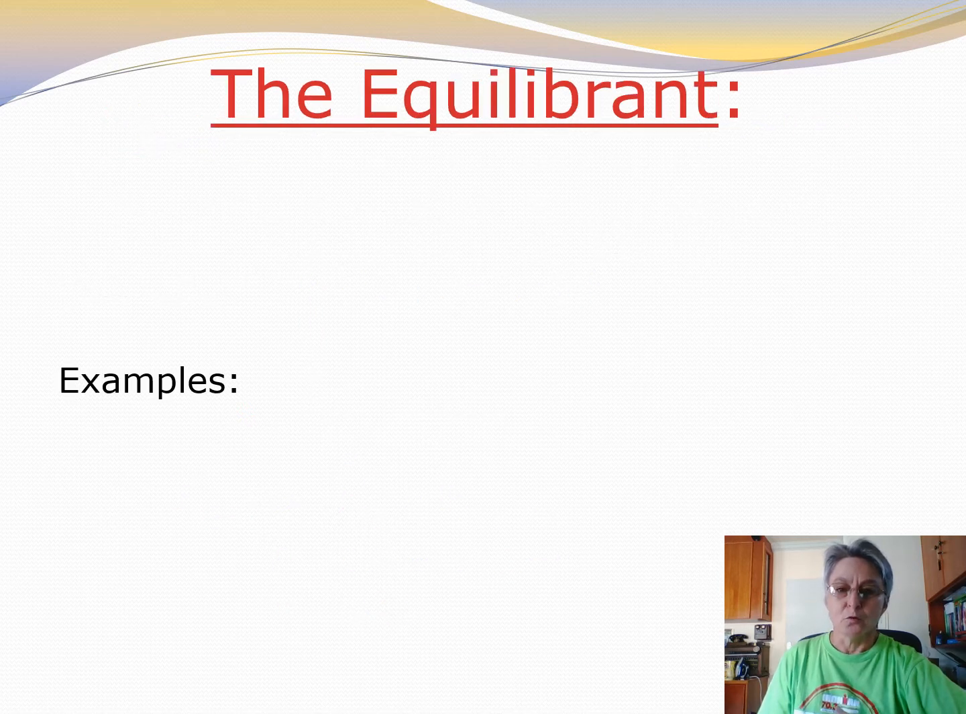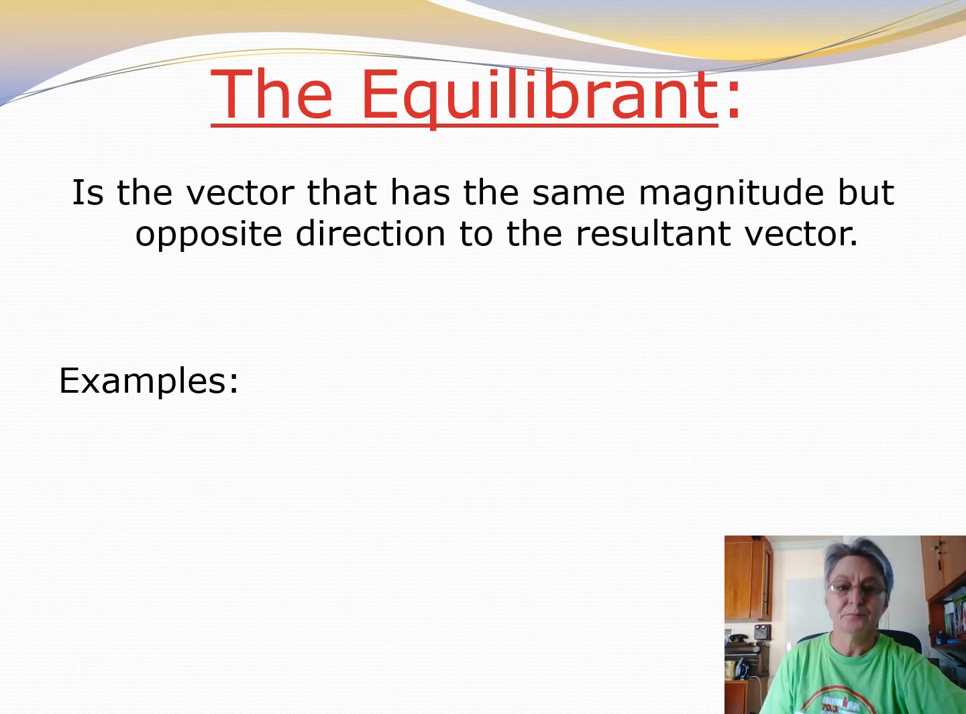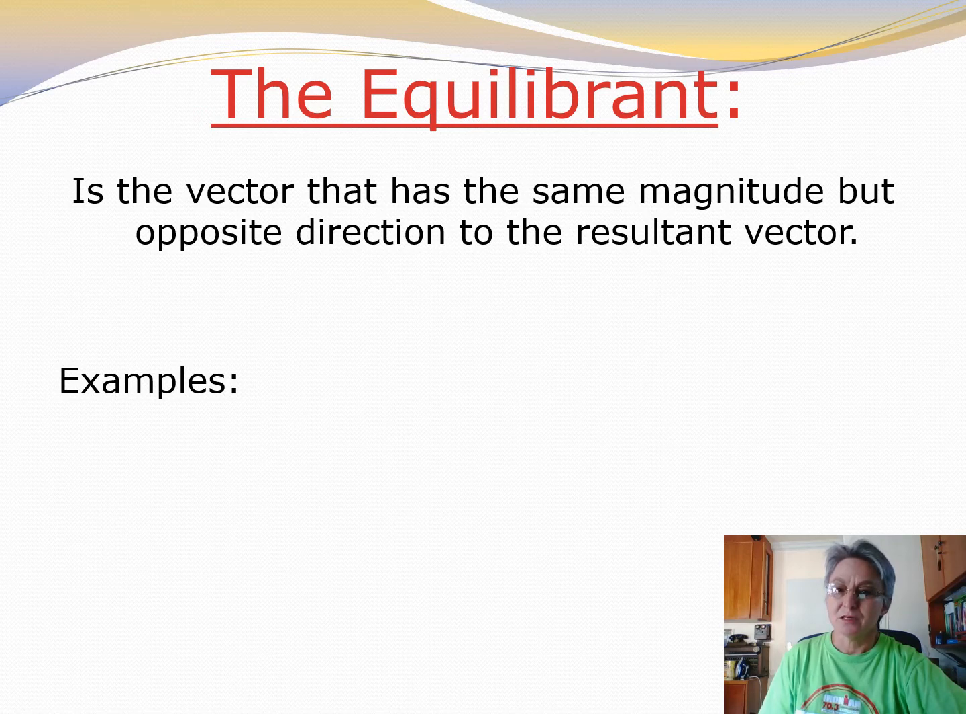What is the equilibrant is the next question. Now the equilibrant would be the force that keeps two or more other forces in equilibrium. We're going to discuss an example now. So it is the vector that has the same magnitude but opposite direction to the resultant.